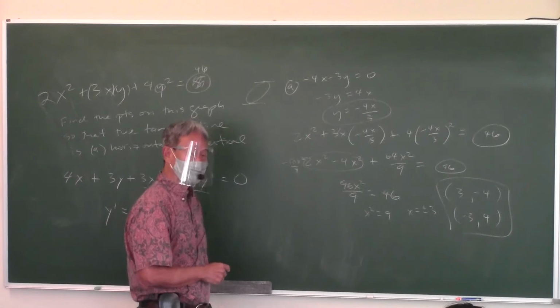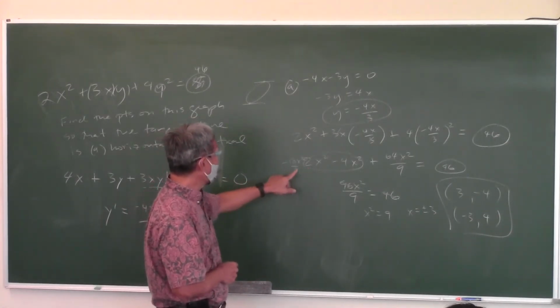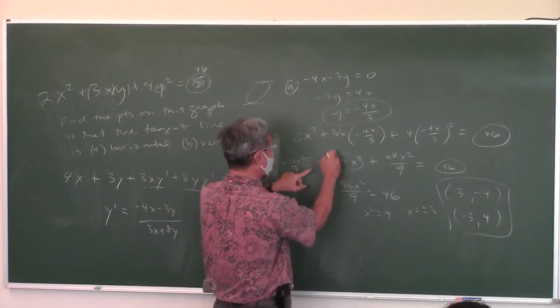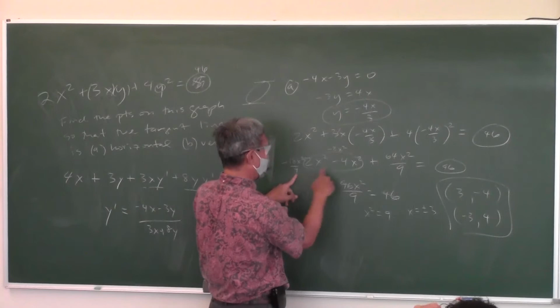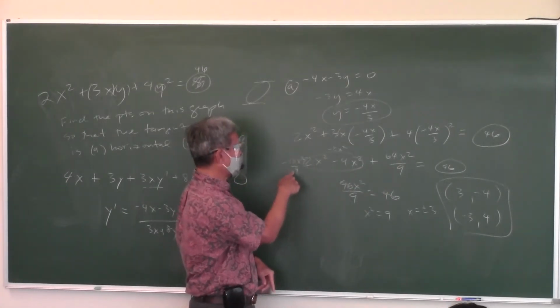Question? What's the negative 18x squared over 9? Oh, I changed the 2x squared to that. See, because 2x squared minus 4x squared is negative 2x squared. But if I have to add it with that, you're going to make a least common denominator, yeah? So that's like negative 2x squared.